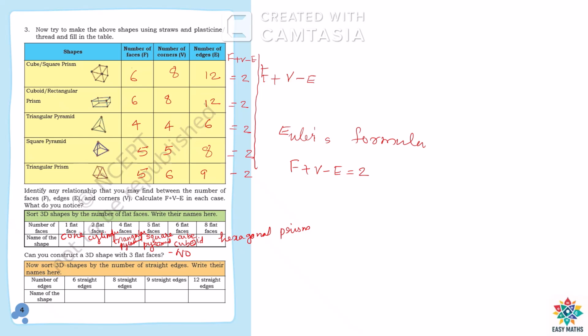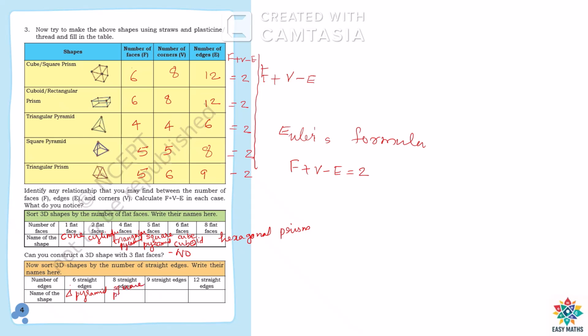Sort 3D shapes by the number of straight edges. Write their names here. Number of edges and name of the shape. Six straight edges. Which 3D shape is having six straight edges? That is triangular pyramid. Eight straight edges. Square pyramid and rectangular pyramid.